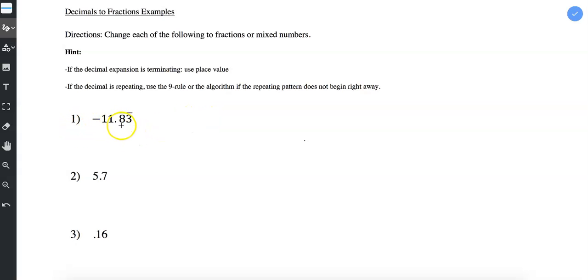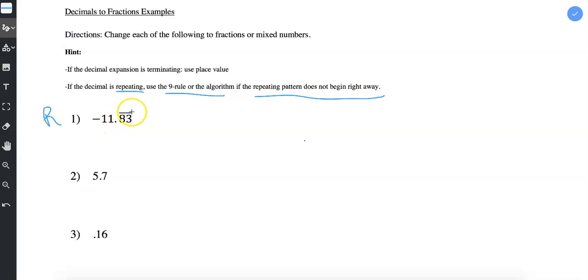Think about it. Is this a terminating decimal or a repeating decimal? Well, this would go on forever. The line shows that this would be 83, 83, 83, 83. It goes on forever. So if it's a repeating decimal, then you're going to use the 9 rule to change this to a fraction. Or if the repeating pattern doesn't start right away, you're going to have to use the algorithm. Well, the repeating pattern starts right after the decimal.